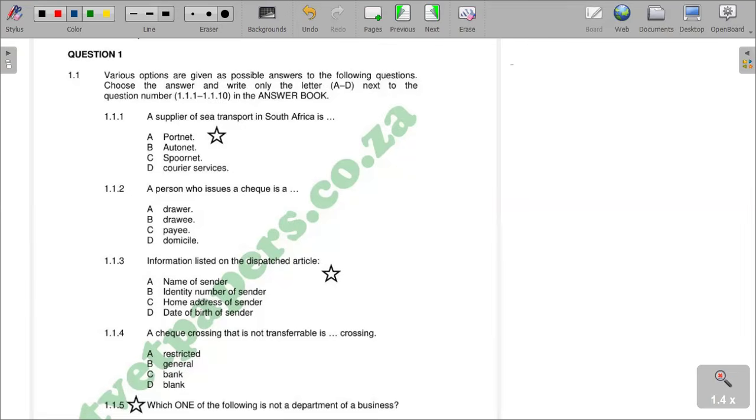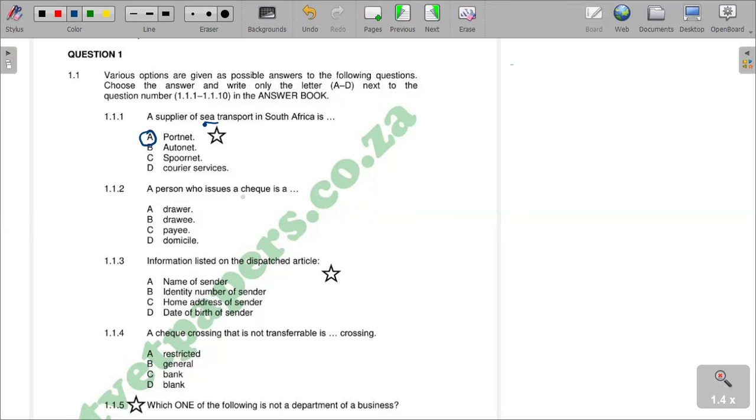Various options are given as possible answers to the following questions. Choose the answer and write only the letter A to D next to the question number. 1.11. A supply of sea transport in South Africa is what you call the Portnet. It's a Portnet.